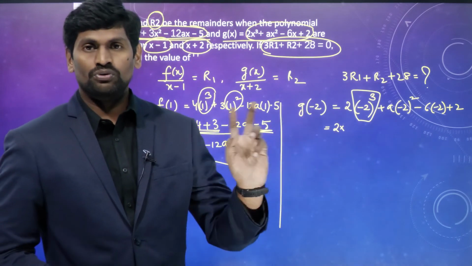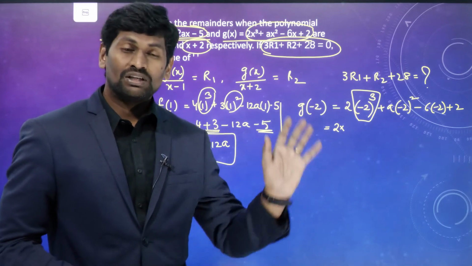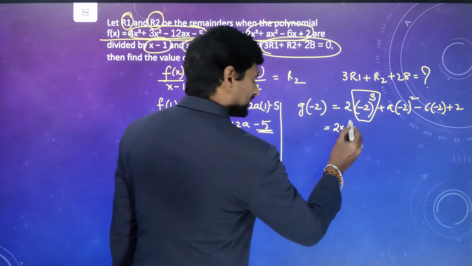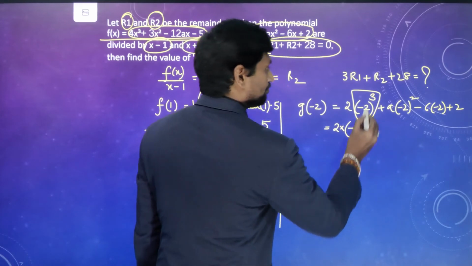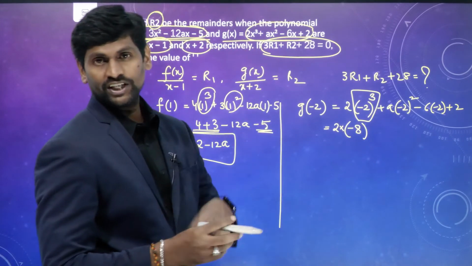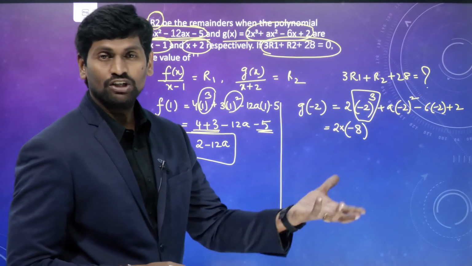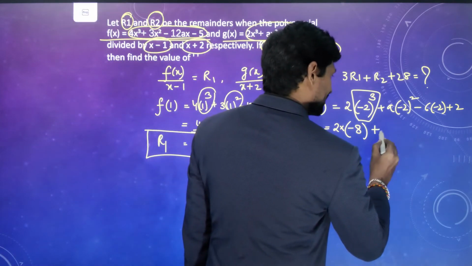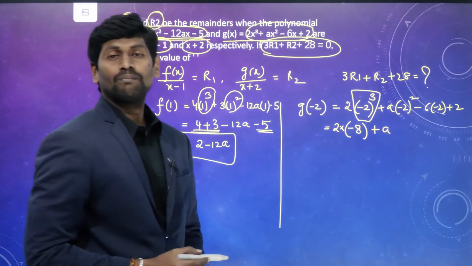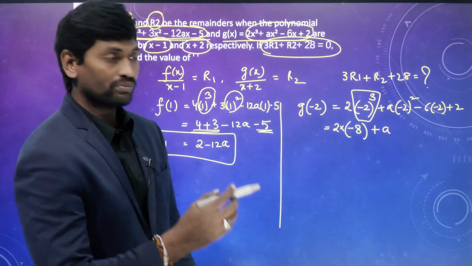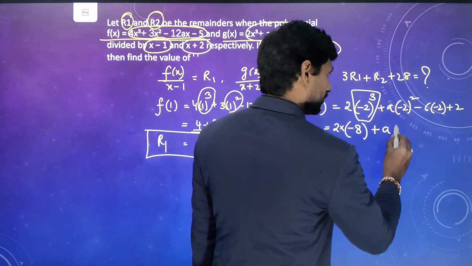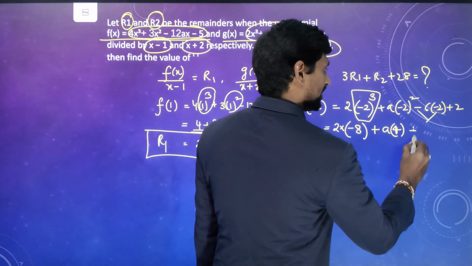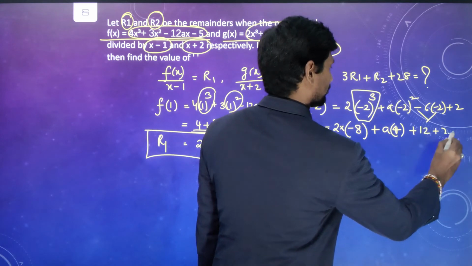2 2's are 4, 4 2's are 8, okay. But the negative symbol: minus into minus is plus, plus into minus is minus. So this is minus 8. Simply, for odd powers, a negative stays negative. When you have even powers, negatives also become positive. Plus a into minus 2 whole square: minus 2 into minus 2 becomes 4. Here minus into minus becomes plus. 6 2's are 12, plus 2.